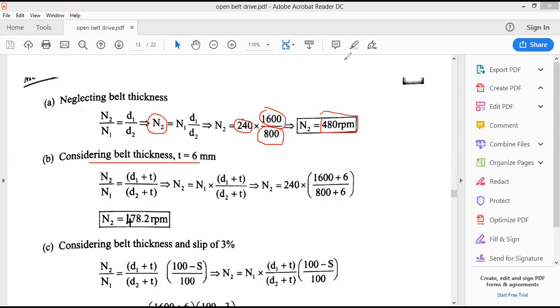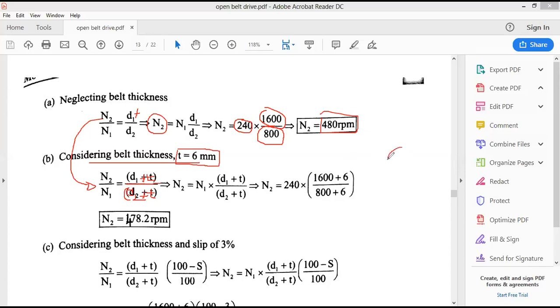Next, now considering the belt thickness. The thickness of the belt is denoted by small t, and in this case it is equal to 6 mm. So we'll go to the same formula: N2 by N1 is equal to D1 plus t. There was no thickness considered over here before, so here we will consider the thickness also. And on the driven end, D2 plus t.